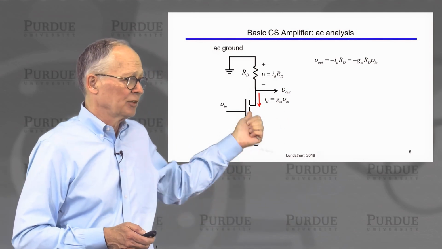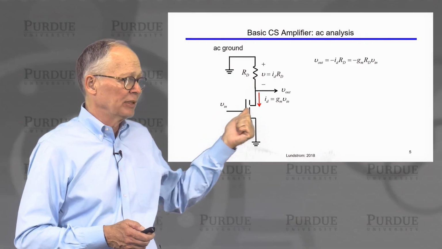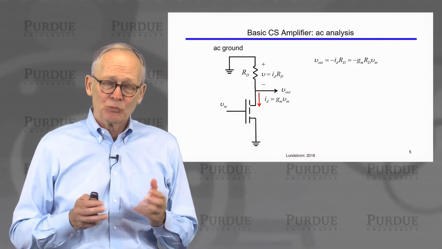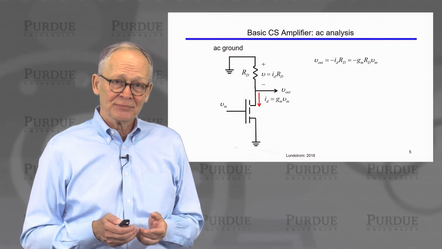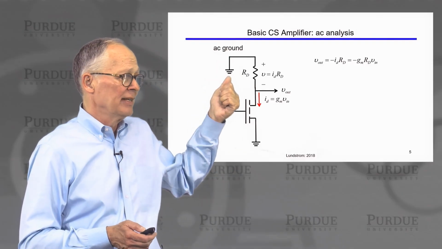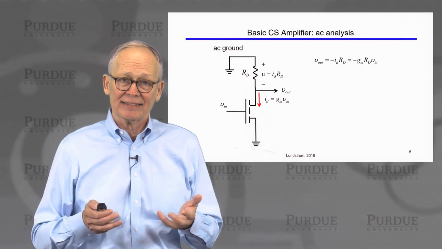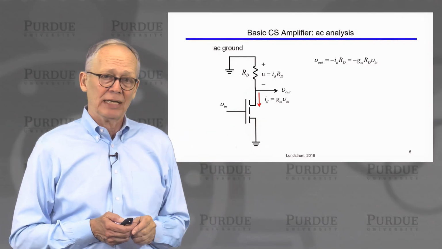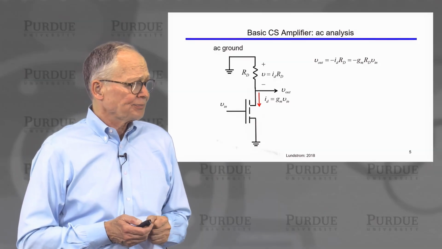I'm only showing the small signal voltage at the input, and we're only interested in the small signal voltage at the output. We're solving this by superposition. So I'm taking all of the DC power supplies, the power supply up here, and I'm grounding it because AC-wise it acts like a ground. We're only looking at the small signal part of that now.